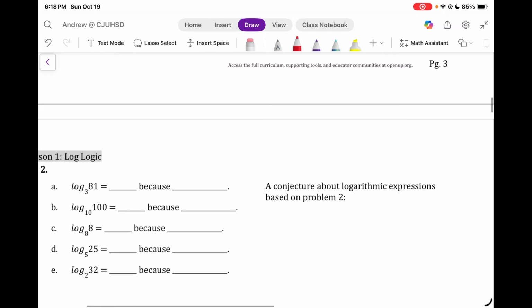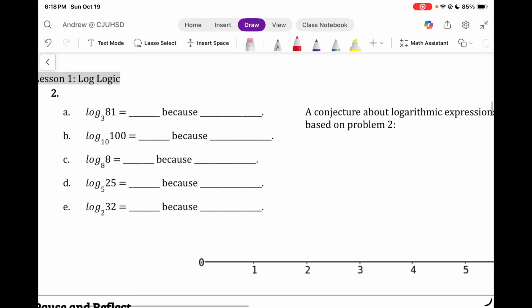Okay, let's go on to number 2. 3 to what power is 81? 4, because 3 to the 4 is 81. 10 to what power is 100? That would be 2, because 10 to the 2 is 100. 8 to what power is 8? 1, because 8 to the 1 is 8.